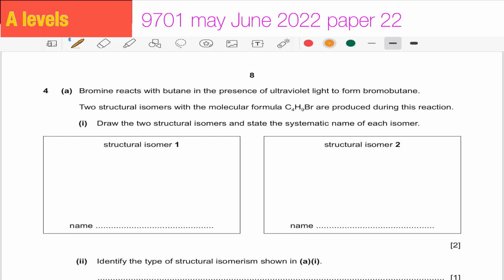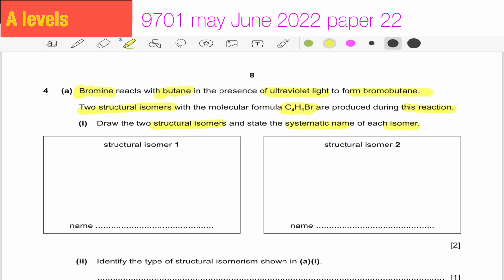Alright, so this next question is from organic chemistry. Let's read the question. Bromine reacts with butane in the presence of ultraviolet light to form bromobutane. So this is a reaction of alkanes reacting with halogen, halogenation of alkanes. Bromine is reacting with butane. Now, the two structural isomers with the molecular formula C4H9Br are produced during this reaction. Draw the two structural isomers and state the systematic name of each isomer.